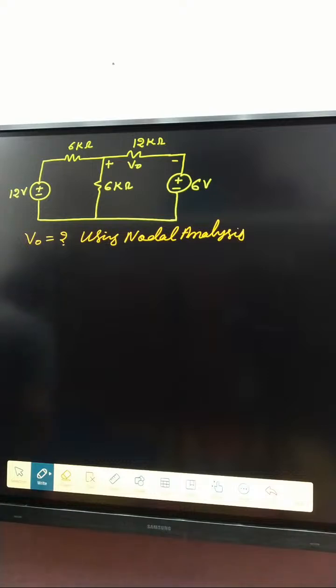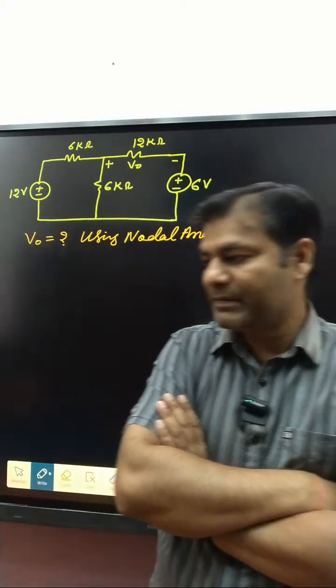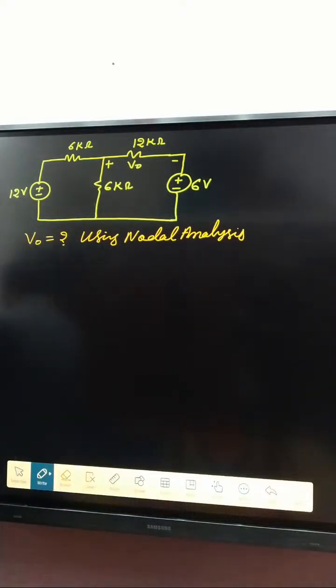Okay, so how can we determine V naught? Simply, the terminal is given positive here and negative here in the question. So first of all, solve. After that, write the answer in the comments. After that, I will solve. Okay, first of all, everyone try, simply using nodal analysis.